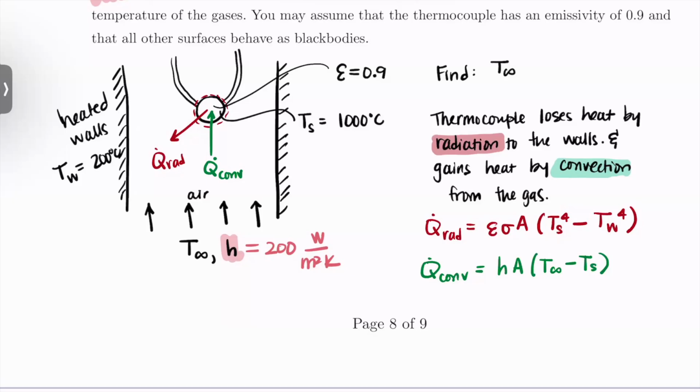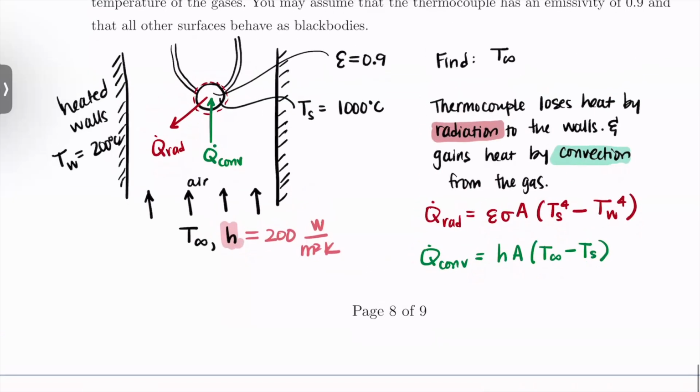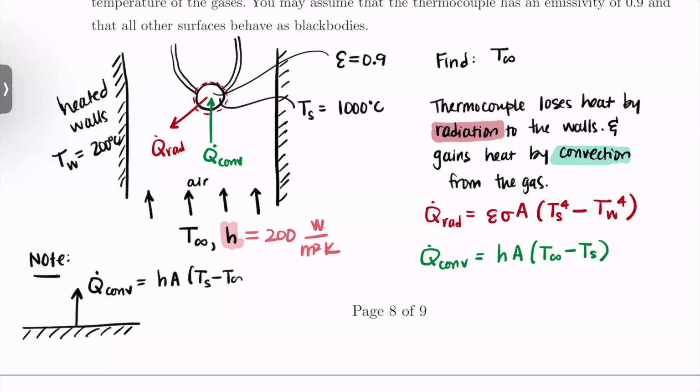So I want to make a quick note here because in the notes, I don't really love the way that I've done this. I think it might be confusing. So if we have a surface and heat is leaving the surface for convection, this is hA(Ts minus T infinity). Okay, so this is when the surface temperature is greater than the ambient temperature.